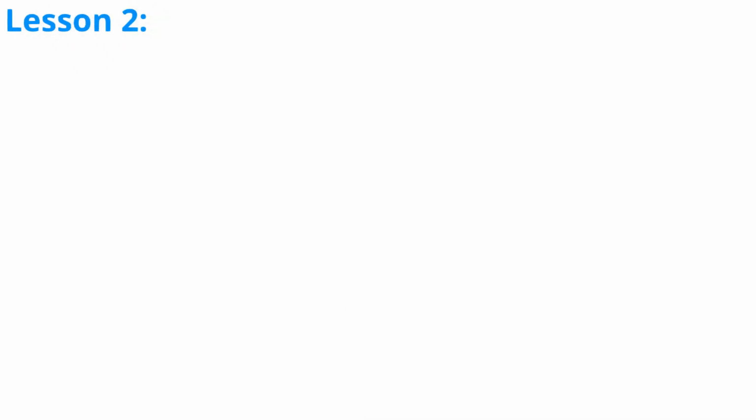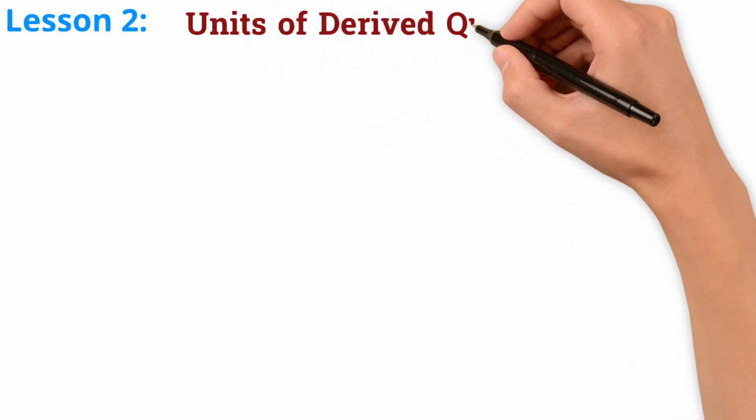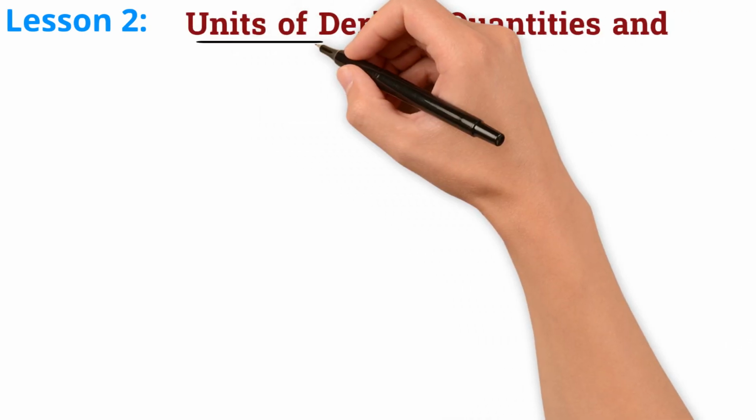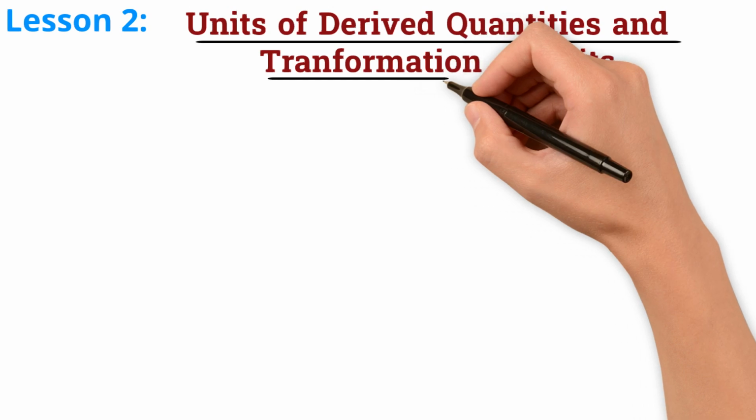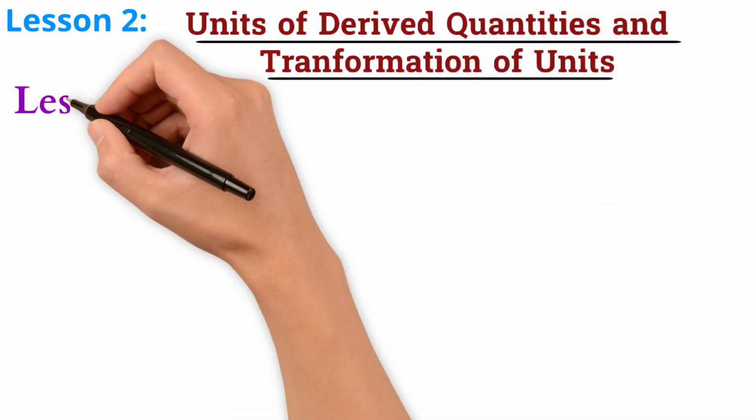In the first lesson on physical quantities, I talked about the meaning of physical quantities, the various types, and the units of base quantities in the SI unit system. And I told you that today we're going to talk about units of derived quantities and transformation of units.